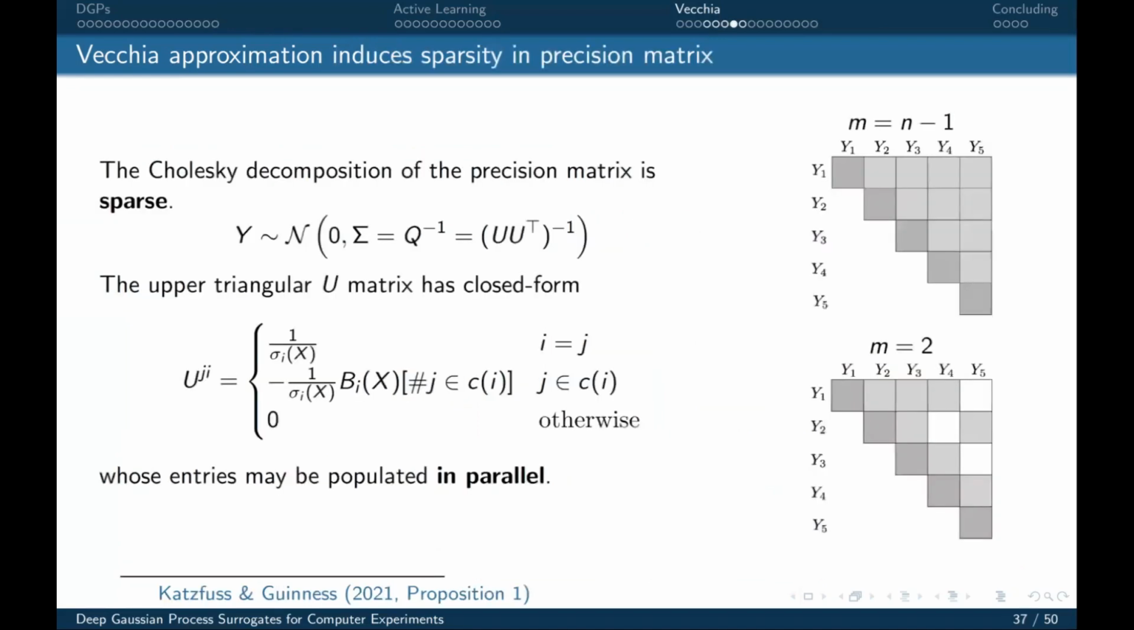It goes even further than that, but I'll want to spend even less time on this. The Cholesky decomposition, which is the most common way of decomposing a big matrix with Gaussian distributions, the Cholesky of the precision matrix, or the inverse, is sparse. And you can directly write down what that Cholesky decomposition is, or what this Cholesky factor is. In fact, you can populate it in advance in parallel before you do any other calculations. And again, I'll skip the graphic here because of time.